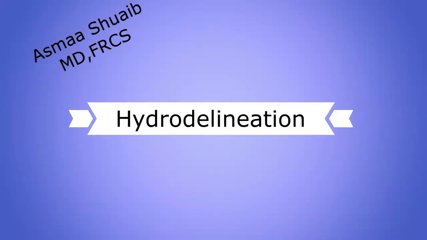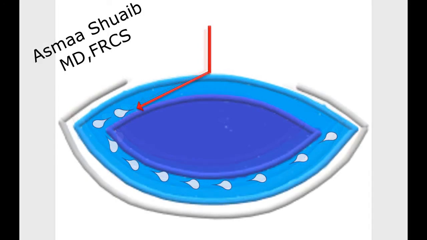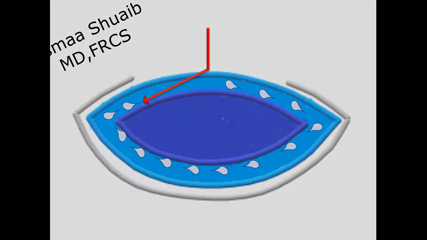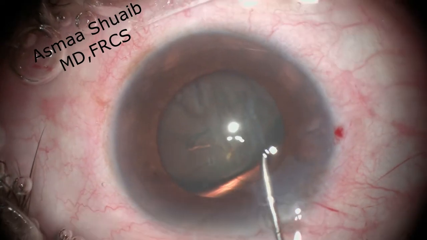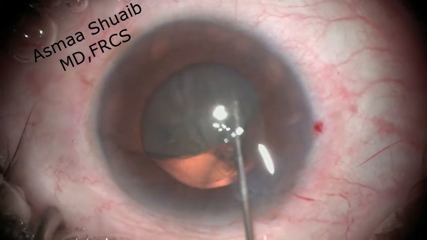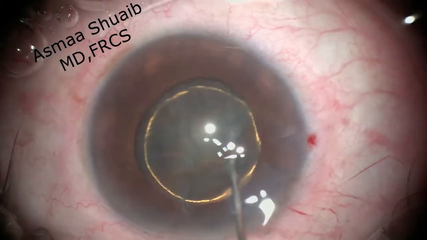And now moving to the hydrodelineation, it is the process of injecting fluid between the lens nucleus and the epinucleus. This will separate them from each other. And to do this maneuver, the cannula is directed between the lens nucleus and the cortex. The fluid is injected until a golden ring is seen.